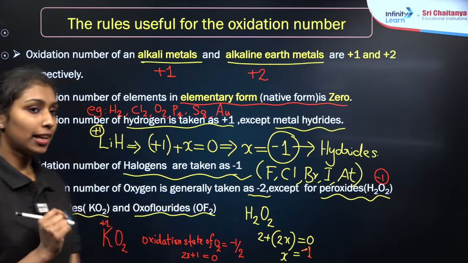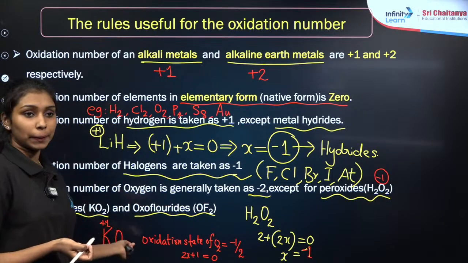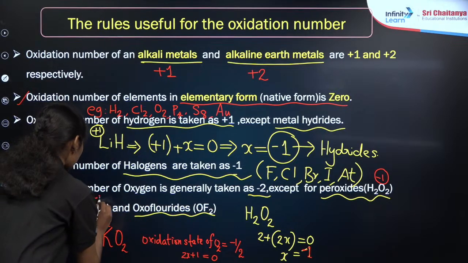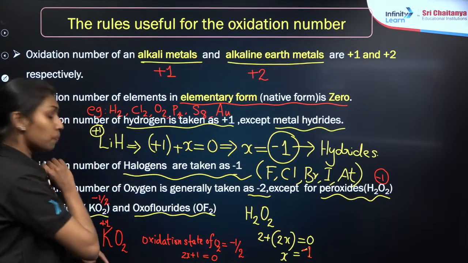Is the thing clear? How we are calculating the oxidation number? In the case of superoxide, the oxidation number of oxygen should be minus 1 by 2. Clear?